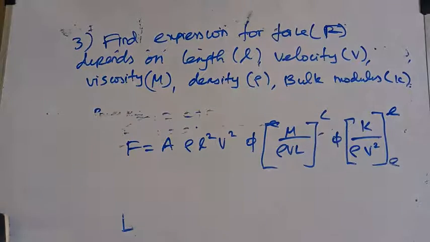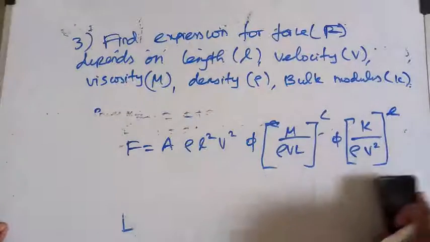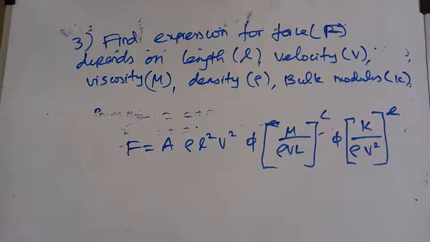Okay, with this I am completing this module. I hope you understood some problems in Rayleigh's method. In the next module we will discuss the Buckingham Pi theorem. Thank you.